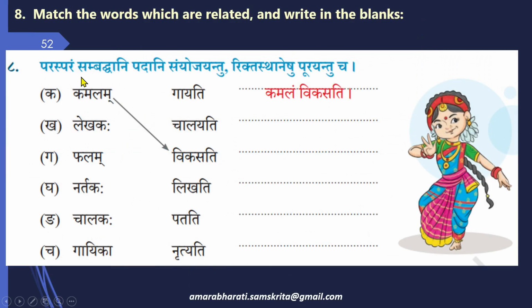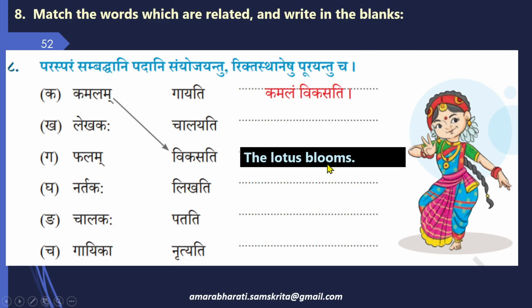Next one. Parasparam sambadhani padani sanyojayanto riktasthaneshu purayantu cha. Match the words which are related and write the words in the blanks. So they have given kamalam and vikasati. So kamalam vikasati. What's the meaning of that? The flower, the lotus blooms. I will not write the full sentences here. You have to write it in your notebooks, but I will show you the answers.